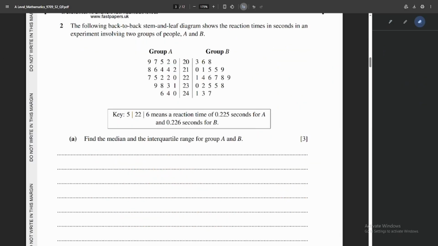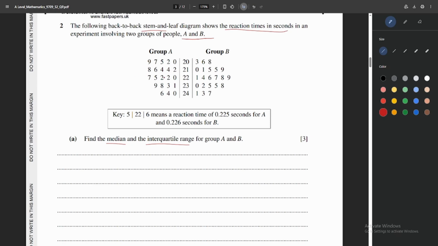So in our next question, we have a back-to-back stem and leaf diagram, which shows the reaction speeds in seconds of two groups, group A and group B. So over here we have the reaction times. I need to find the median and the interquartile range. First let's count how many people there are. So there are 5, 15, 15 plus 7, so that's 22. So 22 people in group A, and over here we have 6, 16, 16 plus 6, 22. Again 22 people here.